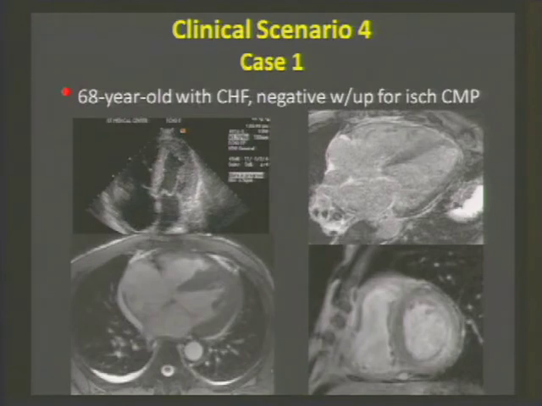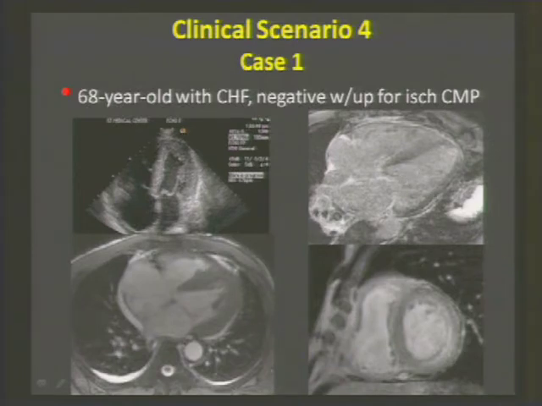In this clinical scenario, you have a 68-year-old man with congestive heart failure, which was chronic. His workup was negative for ischemic cardiomyopathy. You can see here that the myocardium is not thinned out, but on delayed enhancement, there's a subendocardial delayed enhancement. It's very confluent. It's involving the anterior, lateral, and inferior walls, and in areas it's almost transmural. When you look at the lumen and myocardium, it's very difficult to separate the myocardium from the lumen, and the lumen looks very low in contrast.